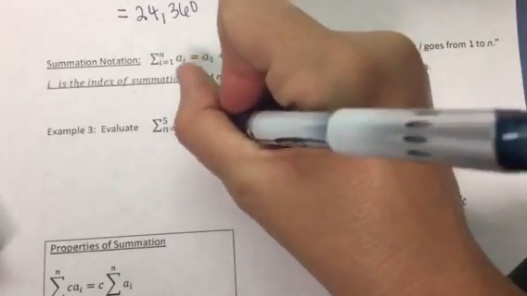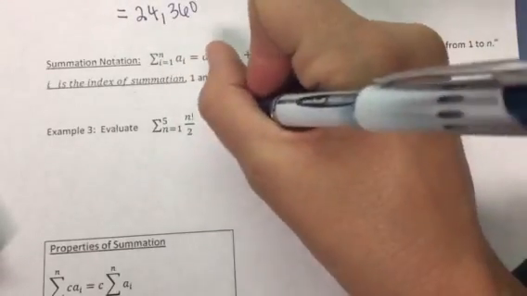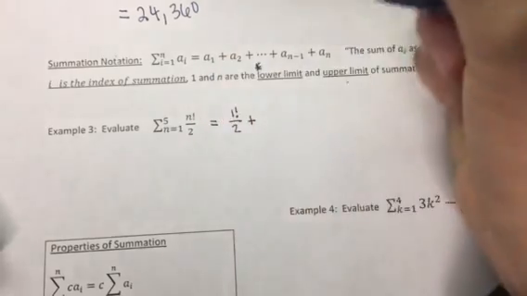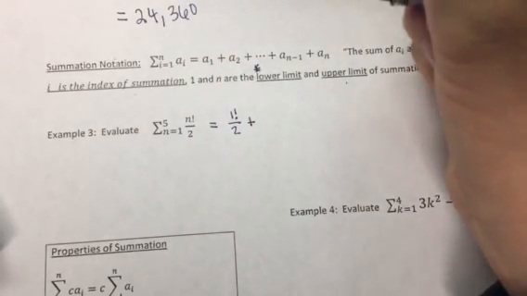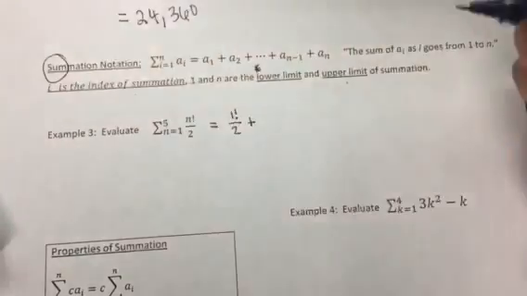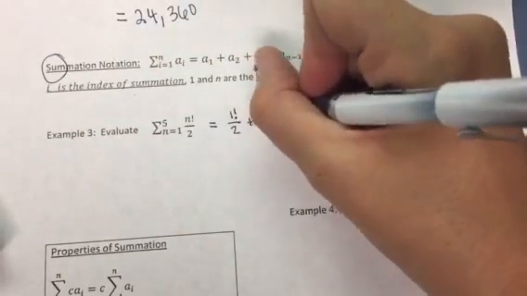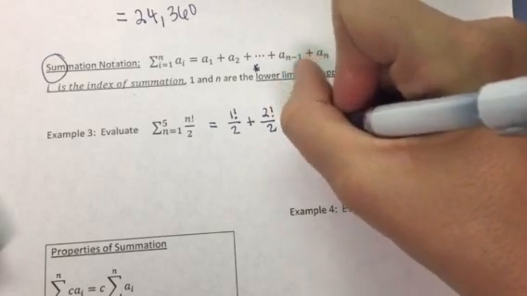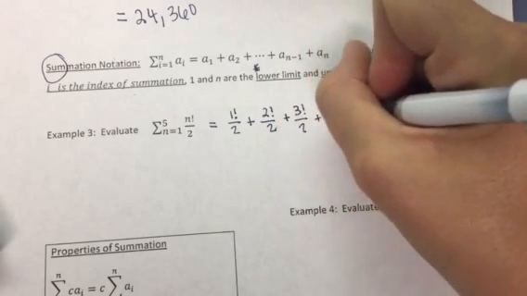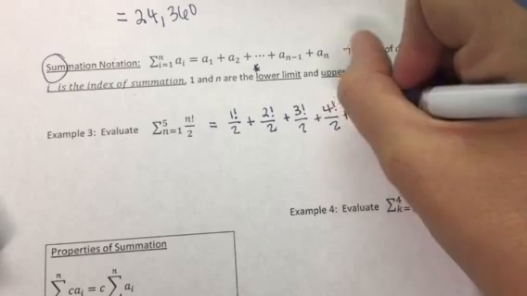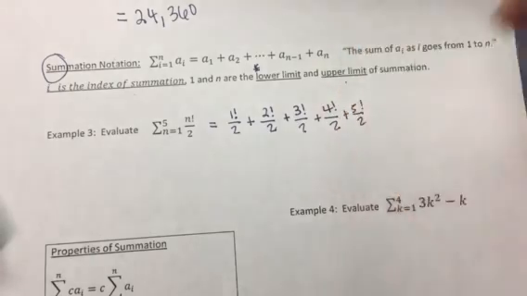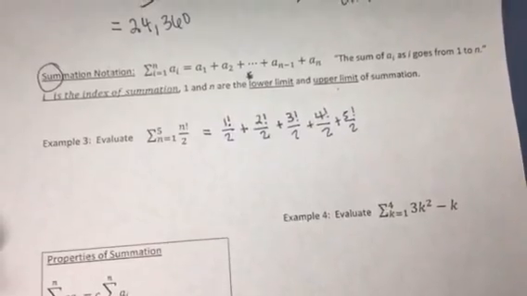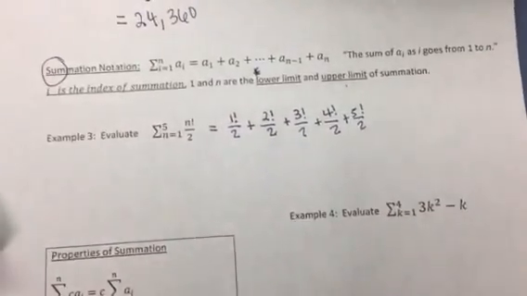That's not too bad. So we're going to start at 1. We're going to do 1 factorial over 2 plus, because a summation is always addition, that's why it has the word sum in it, plus 2 factorial over 2 plus 3 factorial over 2 plus 4 factorial over 2 plus 5 factorial over 2. We know to stop now because we reached 5, and that upper bound told us to stop at 5.